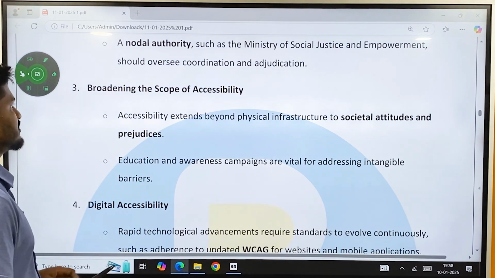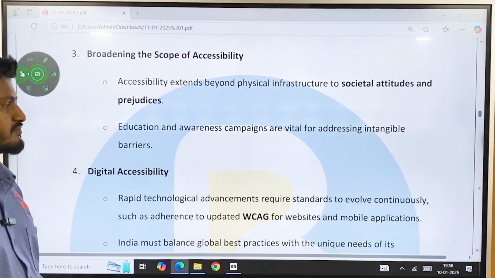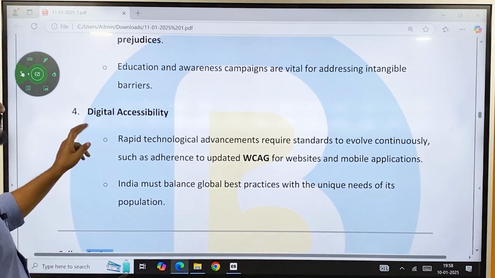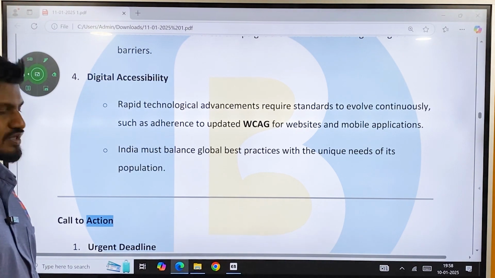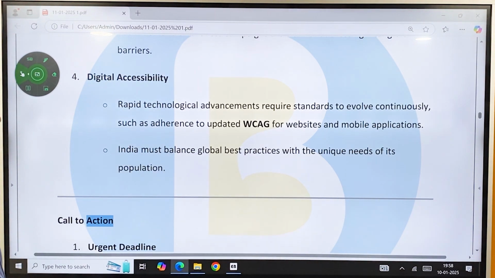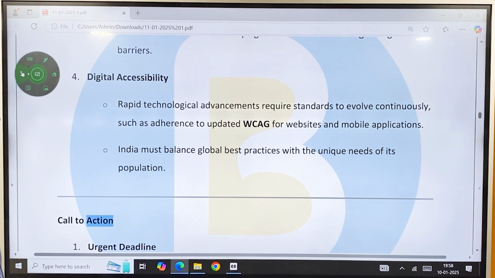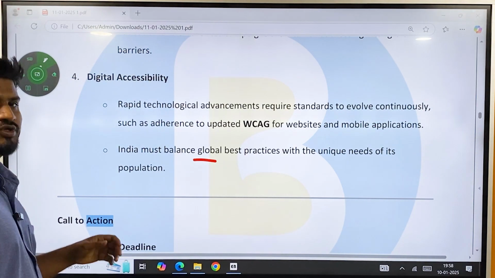The court also focused on broadening the scope of accessibility. That is, accessibility extends beyond physical infrastructure to societal attitudes and prejudices. Education and awareness campaigns are vital for addressing these barriers. Digital accessibility: rapid technological advancements require standards to evolve consistently, such as adherence to updated WCAG for websites and mobile applications. India must balance global best practices with the unique needs of its own population. Even though it is following global best practices, they should be unique for India's own population.